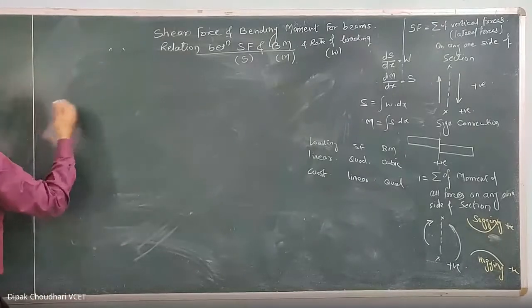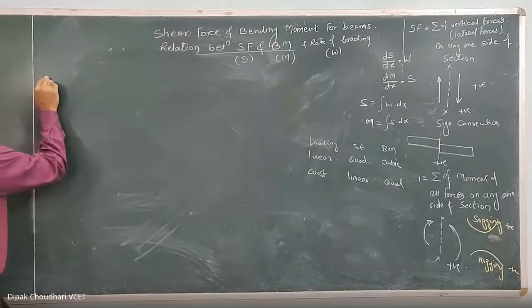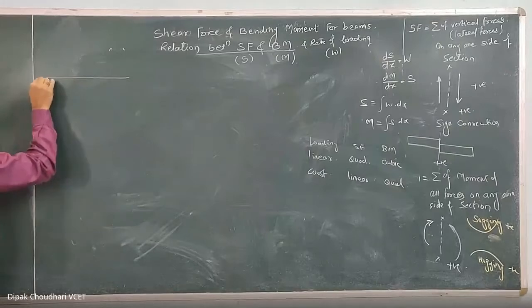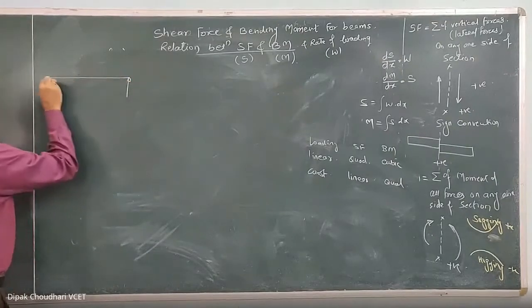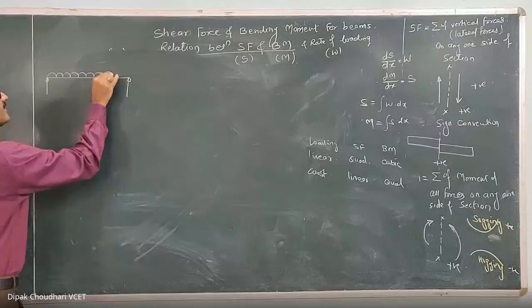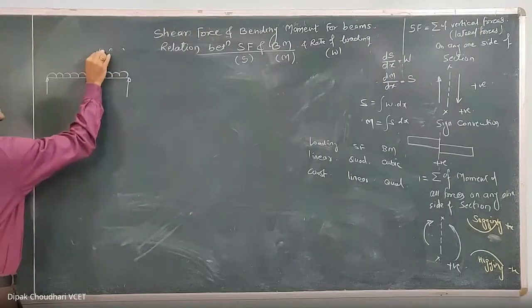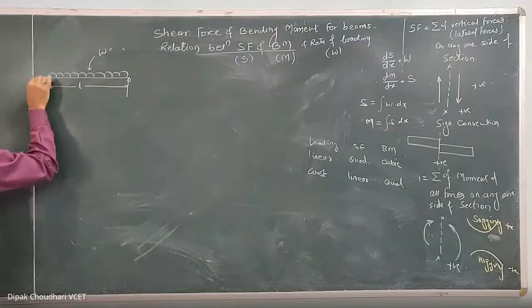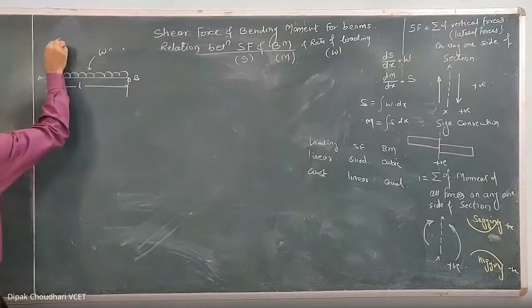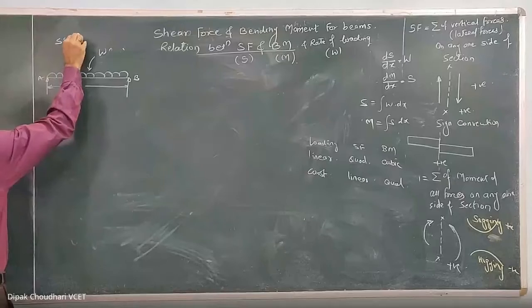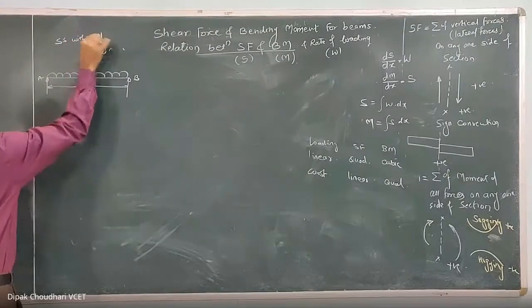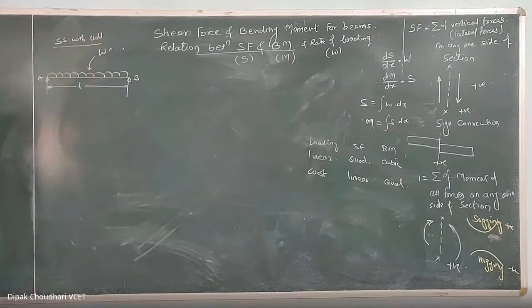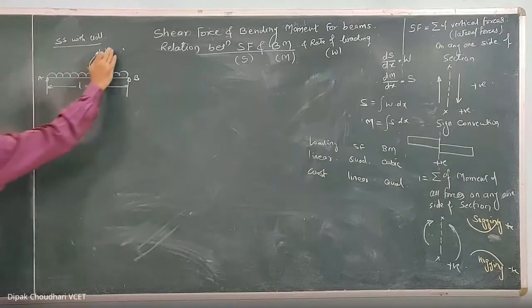so that in fatafat, in 15 minutes, we can finish both. Consider this is the loading, UDL. Let the intensity be W and length be L. This is a simply supported beam with UDL. Okay, the length is L and the intensity of the loading is W.